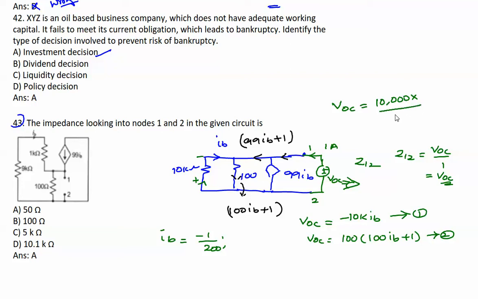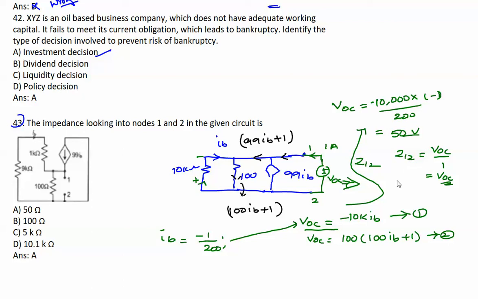So the IB value we got here, I'm substituting for VOC. Substituting the IB value into this equation, and we are writing this equation here. From this we can get it as 50 volts.